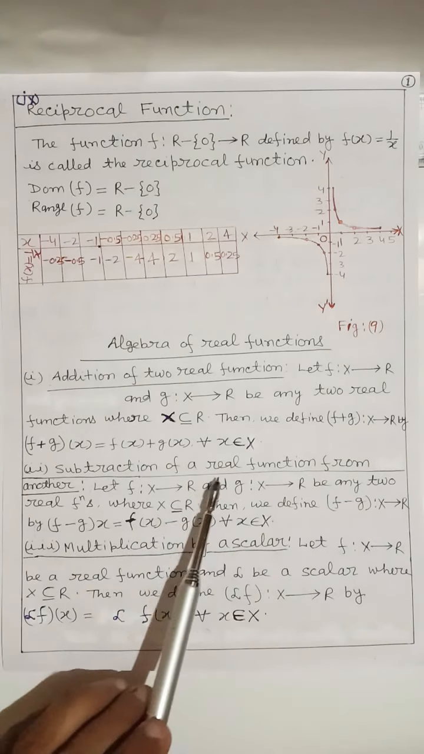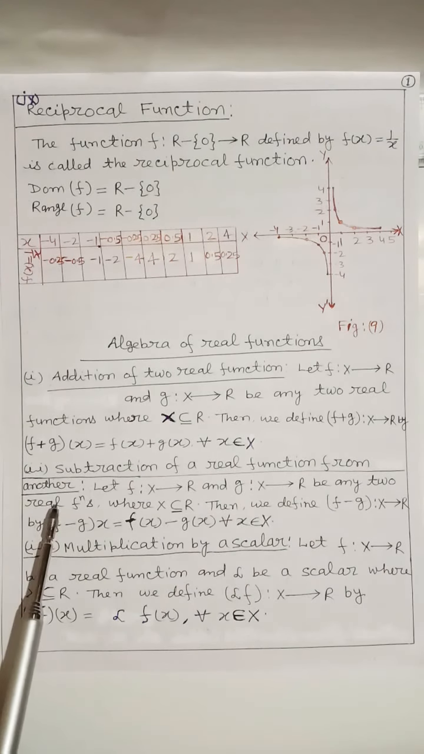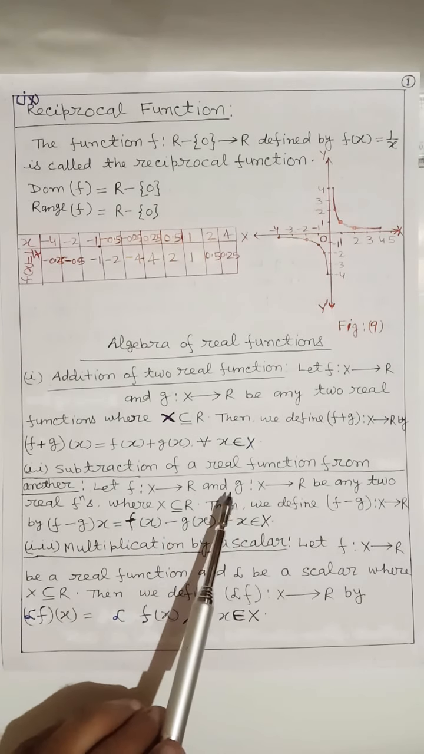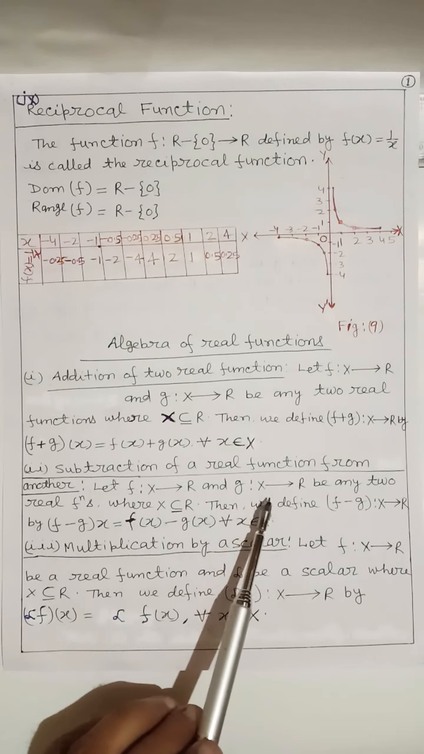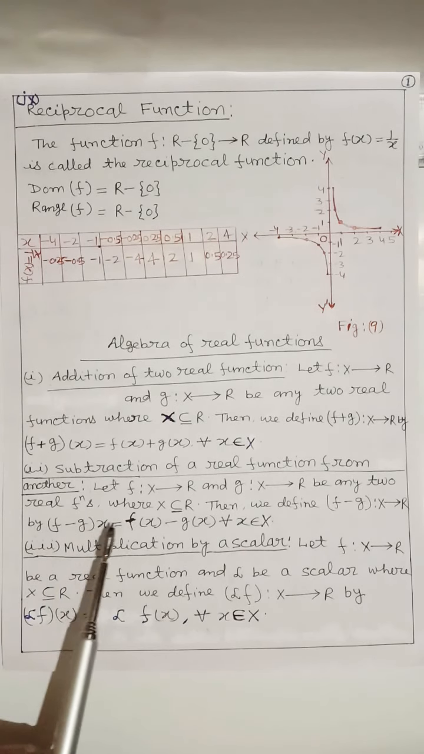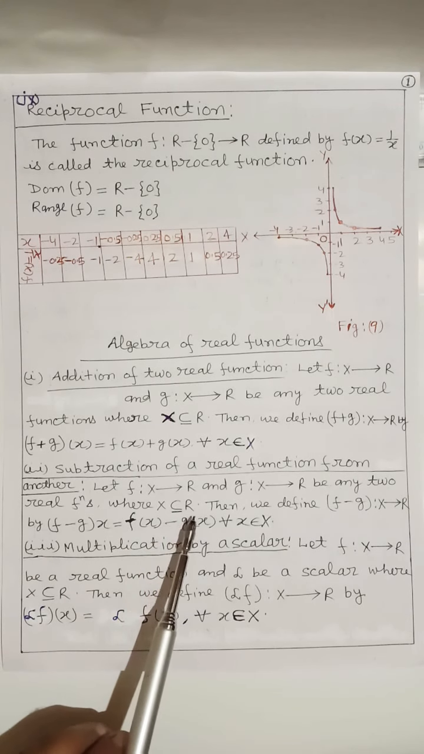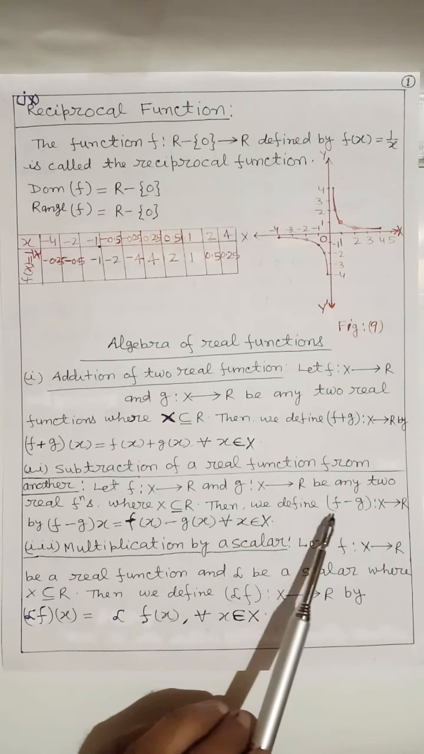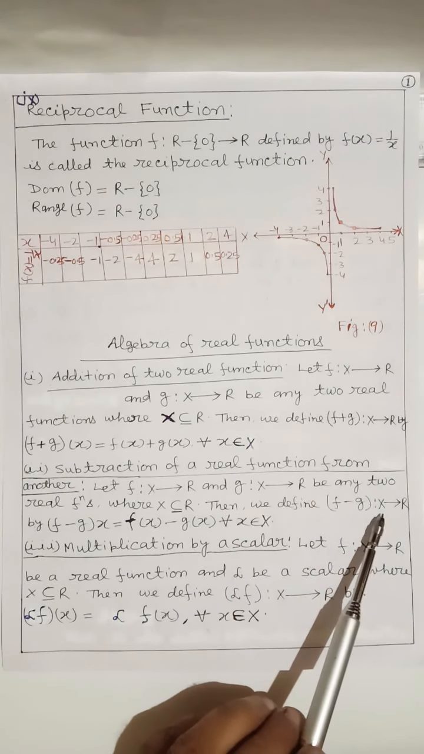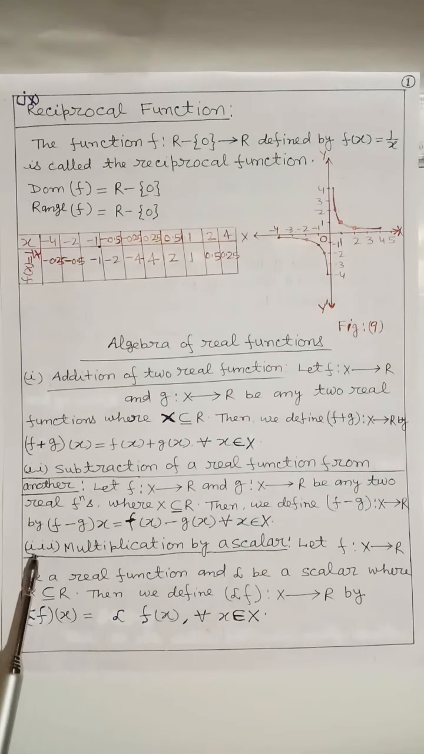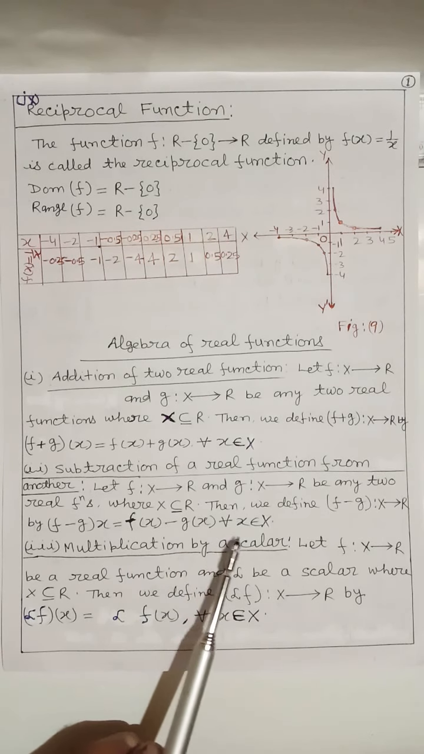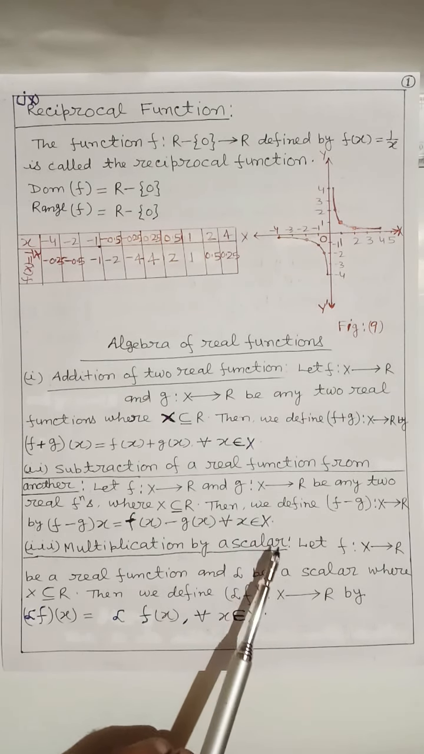Second, subtraction of a real function from another. Let function f defined from X to R and the other function g also defined from X to R be any two real functions where X is a subset of R. Then we define the function f minus g from X to R such that (f minus g)(x) equal to f(x) minus g(x) for all x belongs to X.